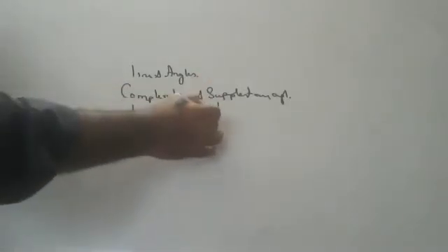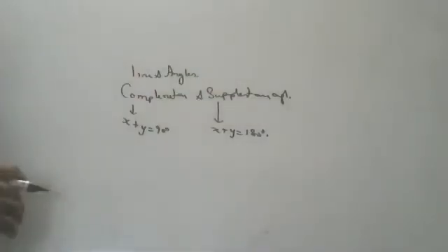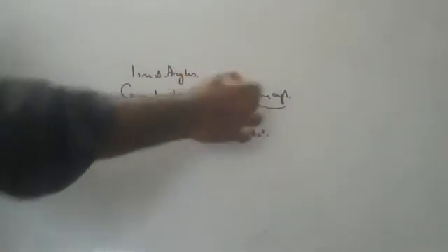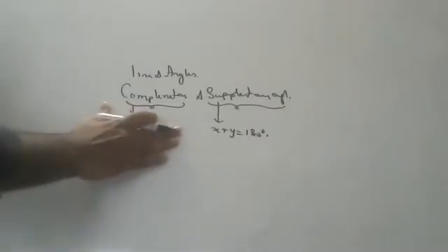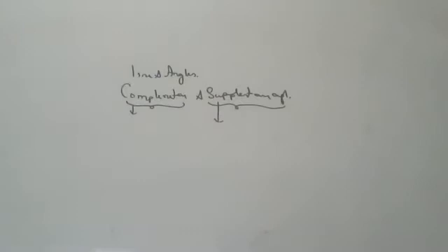What are supplementary angles? The sum of the angles is 180 degrees. Complementary means the sum of two angles should be 90 degrees. Supplementary means the sum of two angles should be 180 degrees. Like that. In questions, different varieties of questions will be given, children.